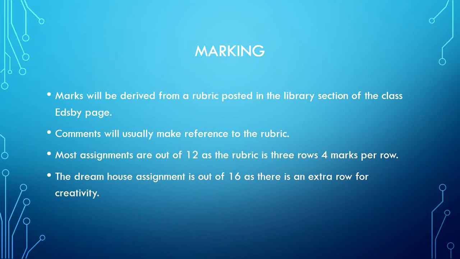Now, marks will be derived from a rubric which will be posted in the library section of the class EDSB page. The rubric is 3 columns, which means most of your assignments, with the exception of the Dream House, will be out of 12. Comments will usually make reference to the rubric. For example, completeness is one row of the rubric. Once again, most assignments are at 12, and there's 3 rows, 4 marks each. The Dream House assignment is at a 16. There is an extra row which comprises the creativity aspect of the assignment.